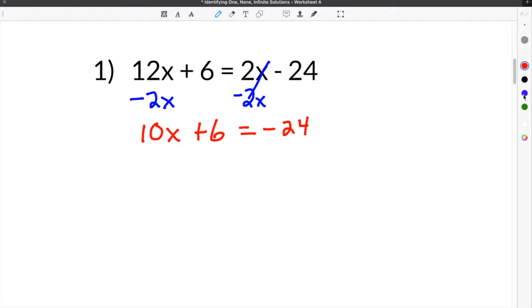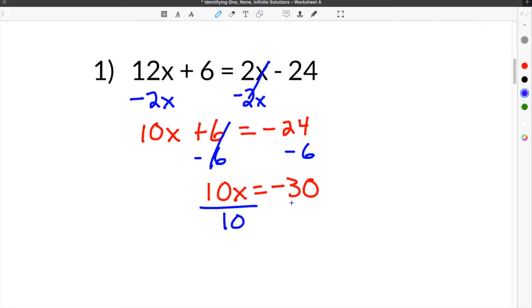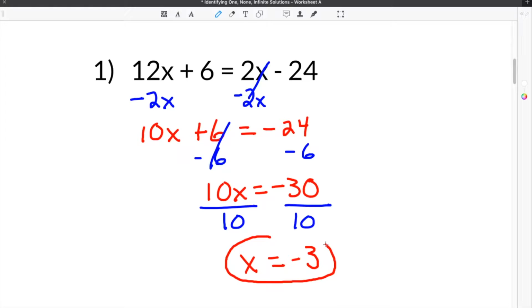Then we have to get the constants on the opposite side of the variable, so we will subtract 6 from both sides. These will cancel. You end up with 10x is equal to negative 30. And then the last step is to divide both sides by 10. When we do this, we will get x equals negative 3. Our answer is x equals negative 3. That means this has one solution to the system of linear equations because we know that x is equal to negative 3 and only negative 3. So our answer can only be negative 3, which means it's one solution.